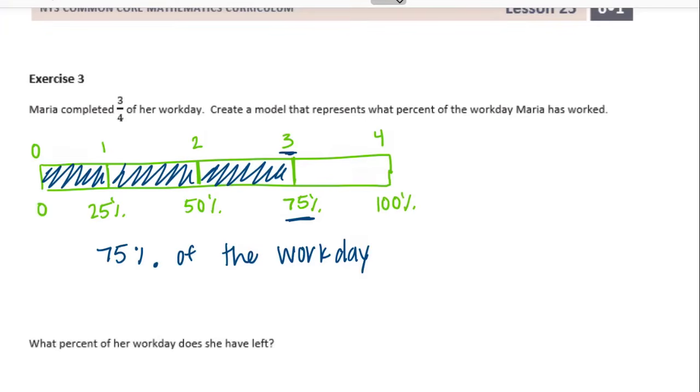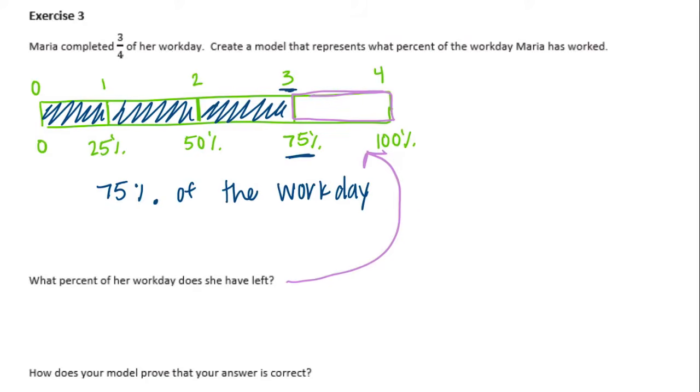What percent of her workday does she have left? So that would be this piece right here. She has, if she's completed 75%, 100 minus 75% is 25. So she has 25% left.